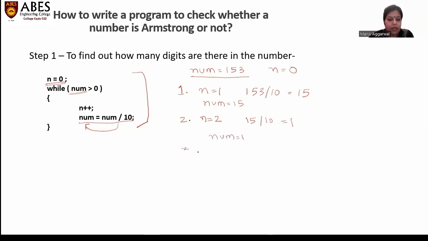In the third iteration, again, the condition is true as 1 is greater than 0. The value of n will be increased by 1 and it will become 3. When we divide 1 at this time by 10, it will yield 0. So the value of num will become 0 and the condition for the next iteration will be false. So we can clearly see that with this simple code, the value of n which we get after these 3 iterations will be 3, which gives us the number of digits in the number.